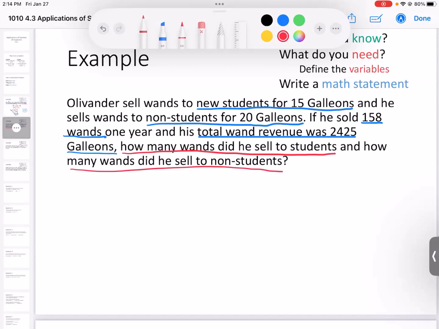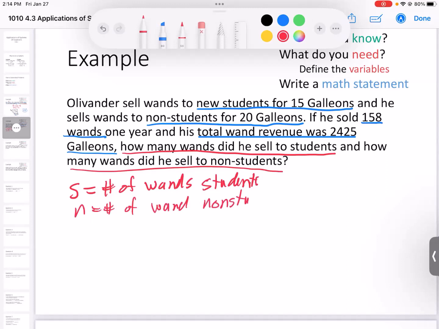So when I'm writing word problems, I like to use variables that help me remember what they're talking about. So you can use X and Y, but in this case, I might use S to represent the number of wands sold to students. Just abbreviate it. And then I might use N to represent the number of wands sold to non-students. And it really doesn't matter what letters you use, but I like to use ones that help me know what it means. And notice that it's really important the way you define it, because you want to define your variables exactly as what you're looking for.